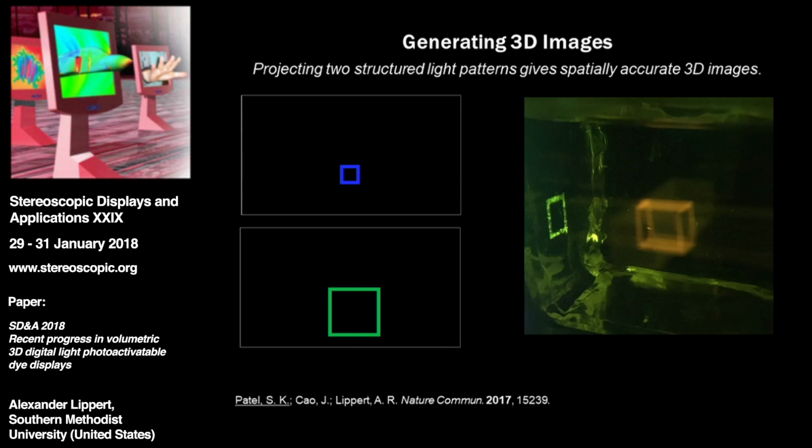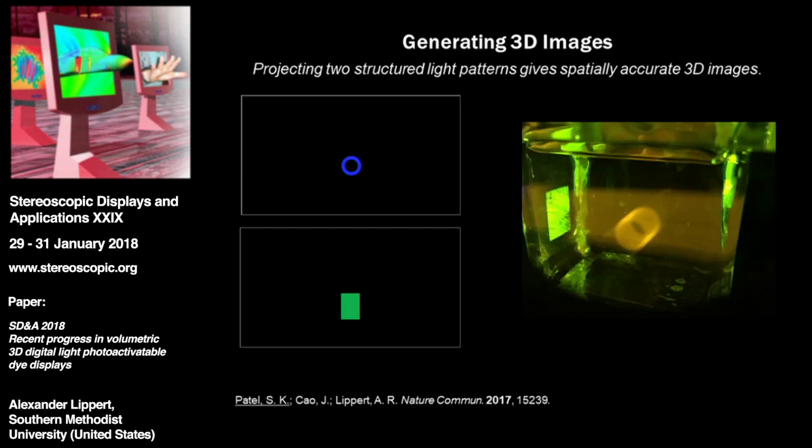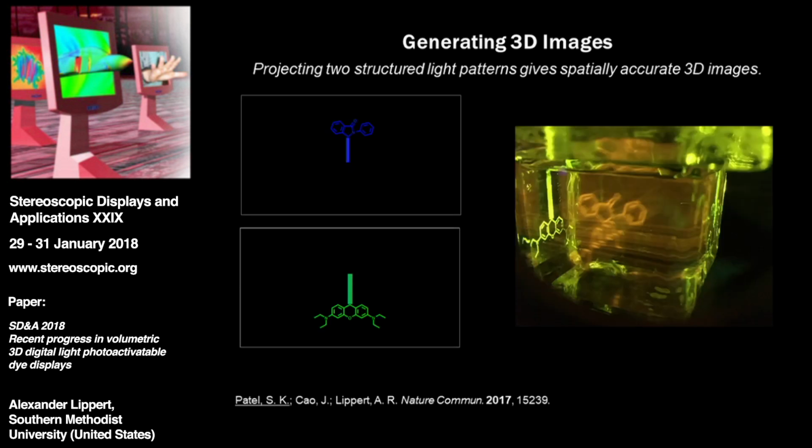We can do something like a cube by doing a square from the UV projector and a square from the visible projector, and we get a cube of light floating in our chamber. We can switch up the patterns and do something like a cylinder by doing a circle and a block. And we can actually show the stereochemistry of the molecules.